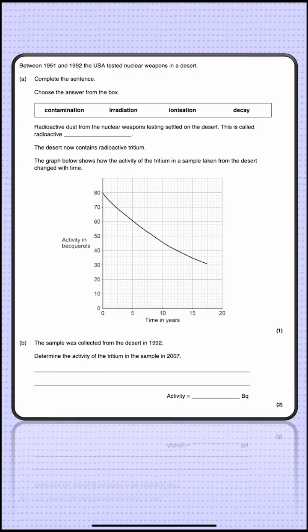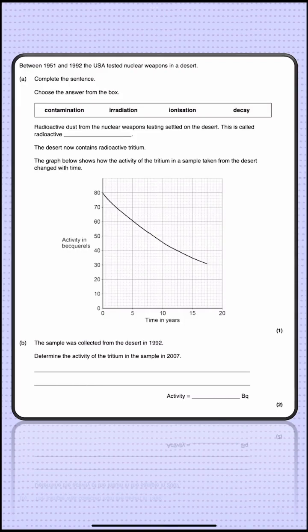Radioactive dust from nuclear weapons testing settled in the desert. This is called radioactive. What do you guys think? Vote your answer. Contamination, irradiation, ionization, or decay. Radioactive dust from nuclear weapons testing settled on the desert.